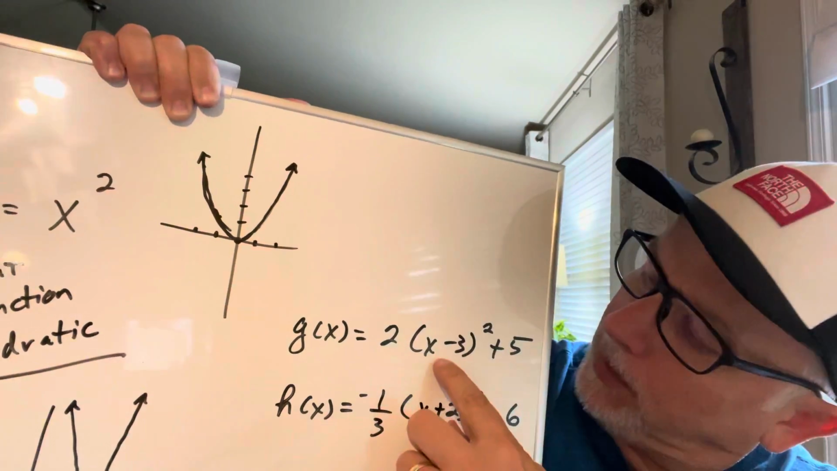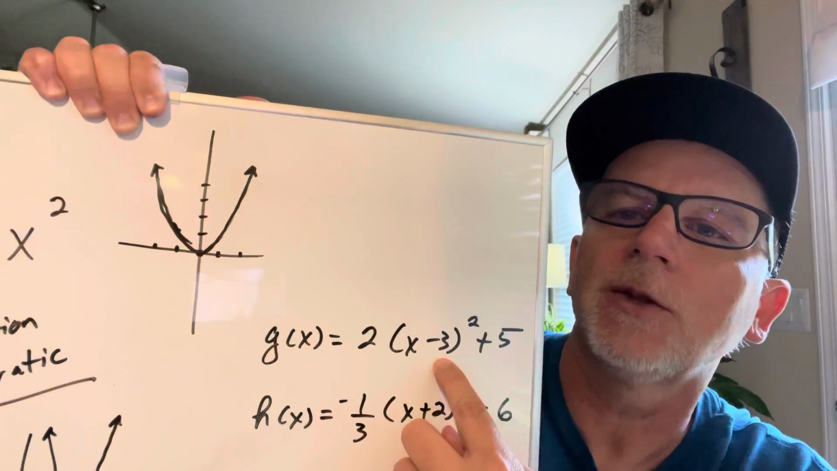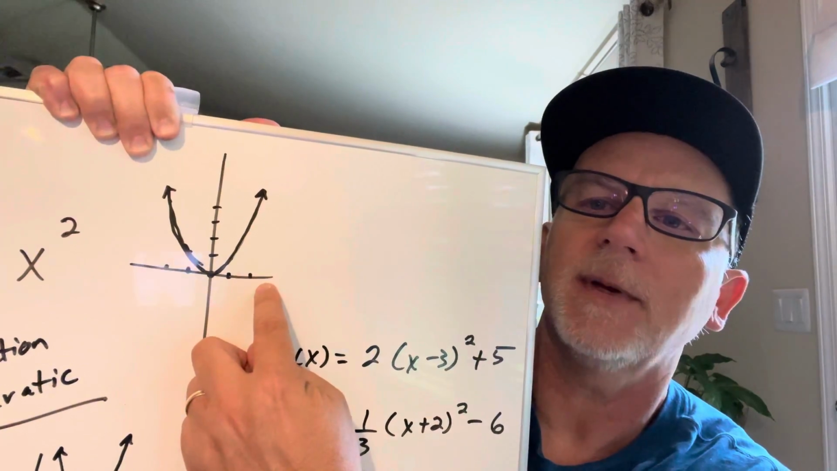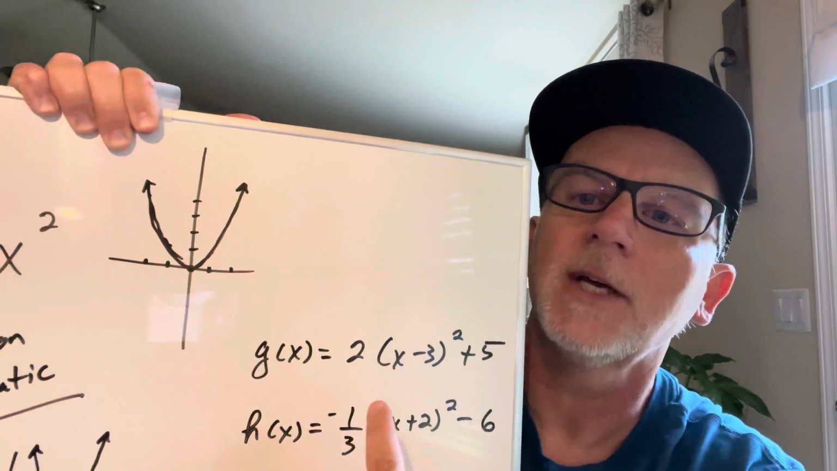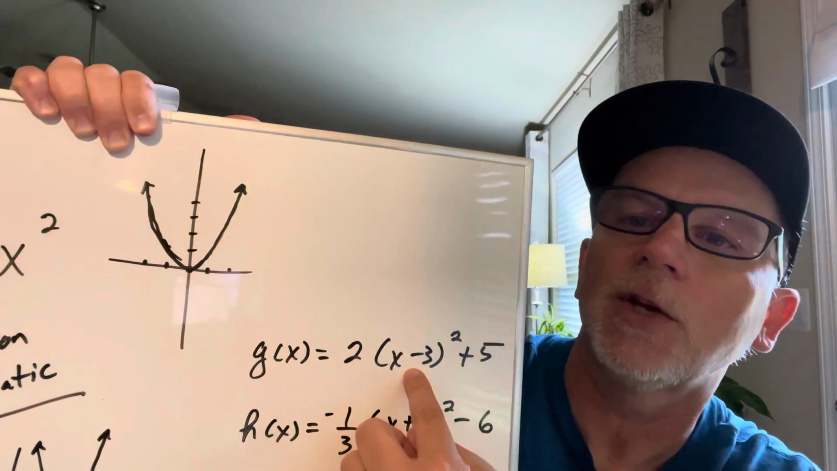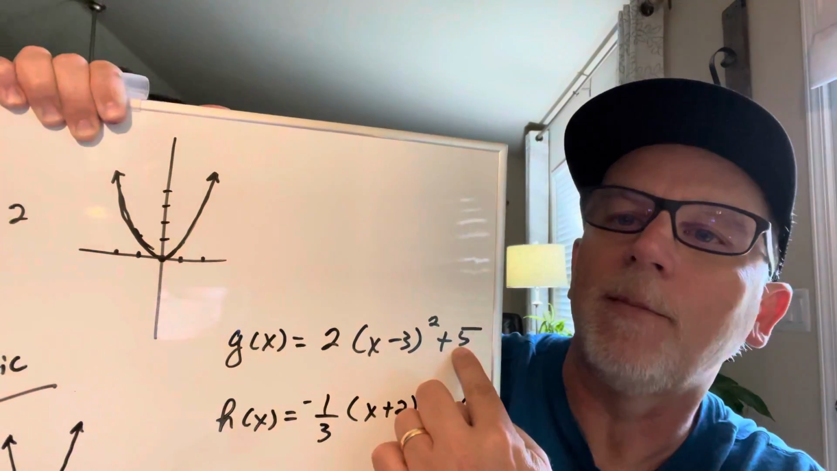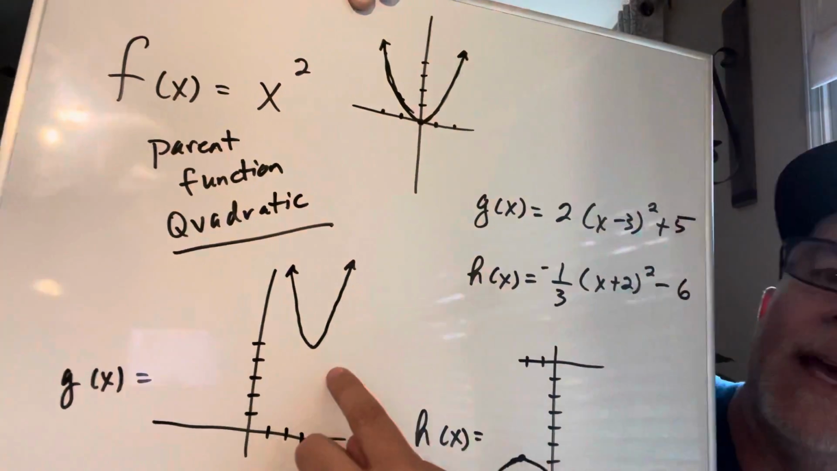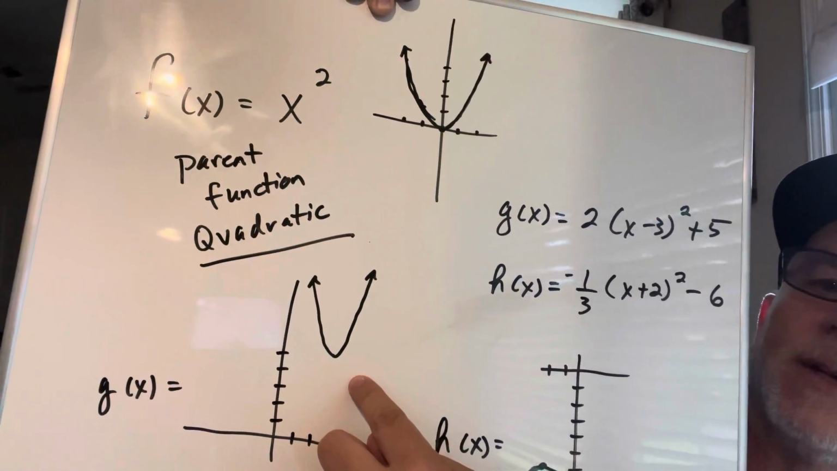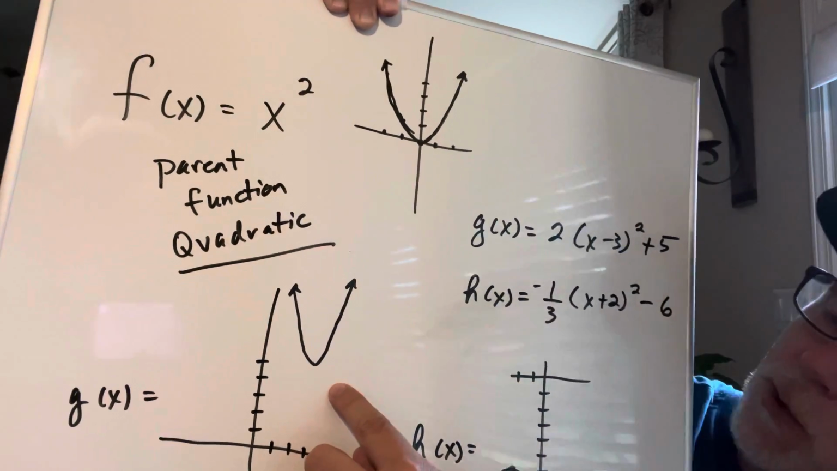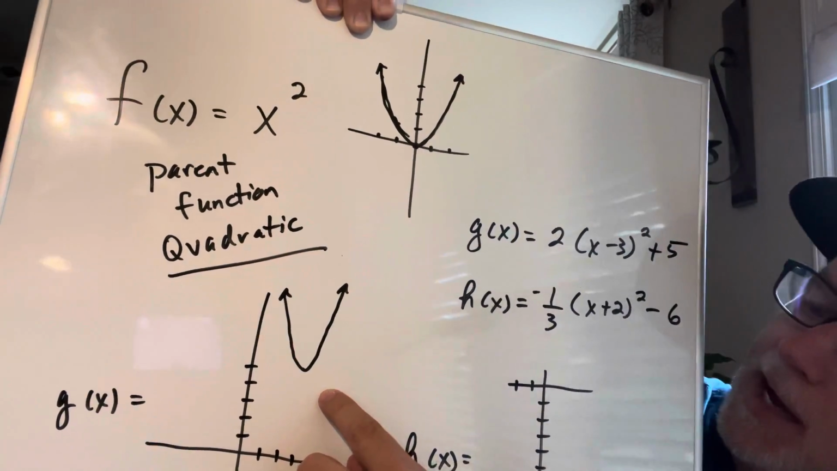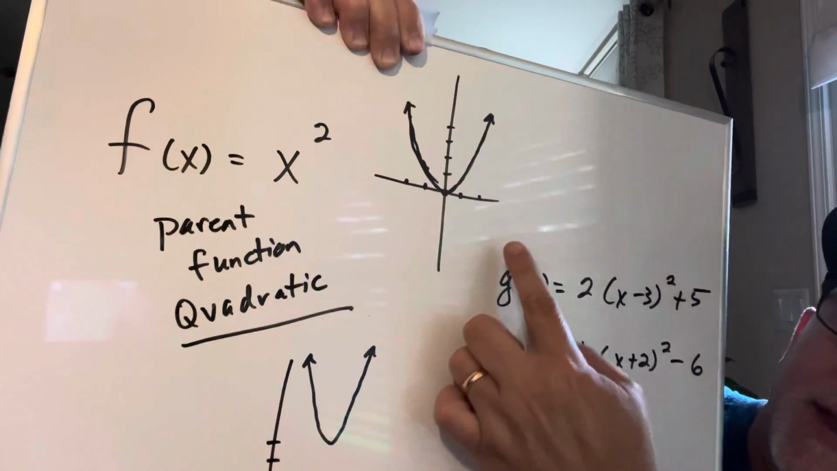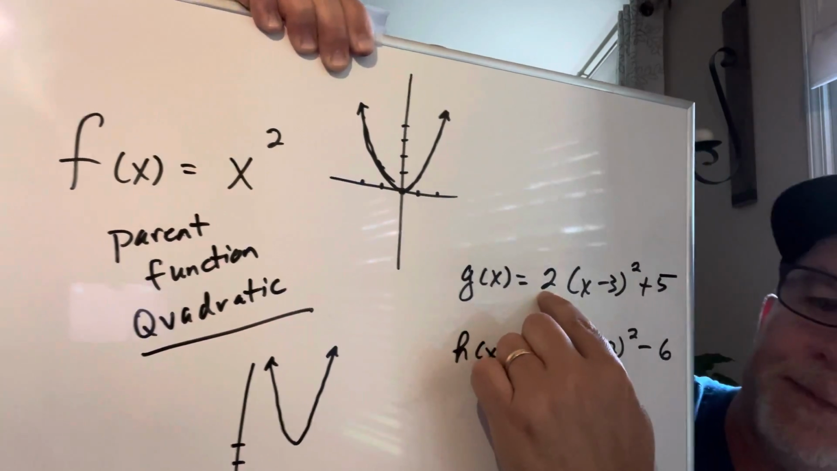Notice the x minus 3, this means it's shifted to the right 3. So this graph is going to look like this, except it's going to be thinner because it's a vertical stretch. And it's going to be shifted to the right 3 and up 5. So this graph actually looks like this. So notice it's to the right 3 and up 5, the vertex is. So the vertex is at 3, 5. And it's a little bit thinner than that one up there because of this 2.